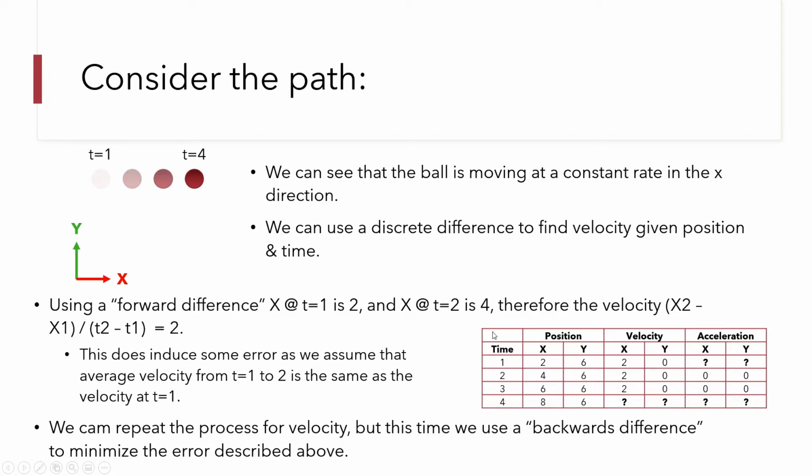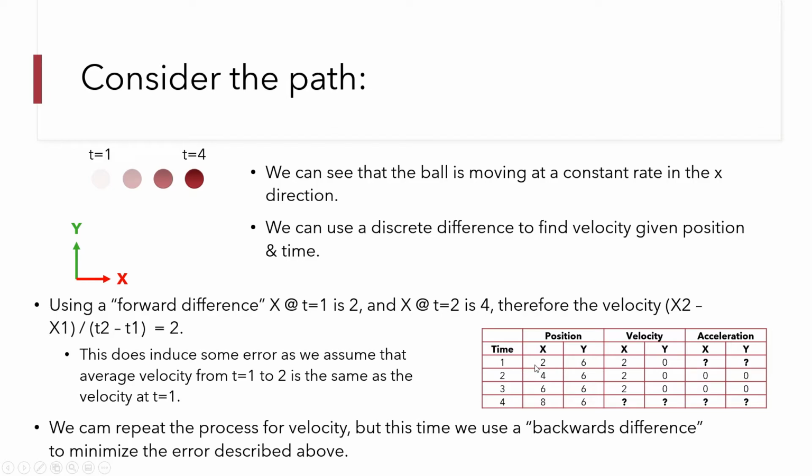Right. So if I want to know the velocity of this using the forward difference, I can look at, okay, well, at time 1, the position is 2. And at time 2, the position is 4. Therefore, velocity, which is the change in position over change in time, we have x2 minus x1, which is 2, and then t2 minus t1, which is 1, because 2 minus 1 is 1, right? So we get 2. And so we can do that for all the different positions.